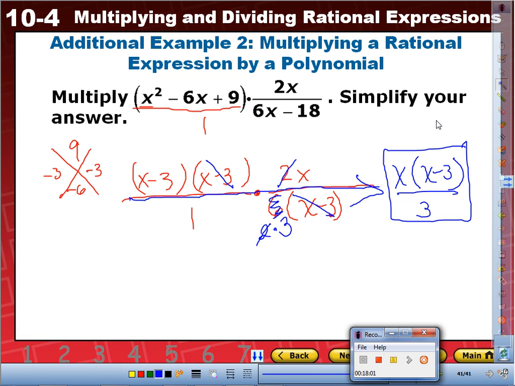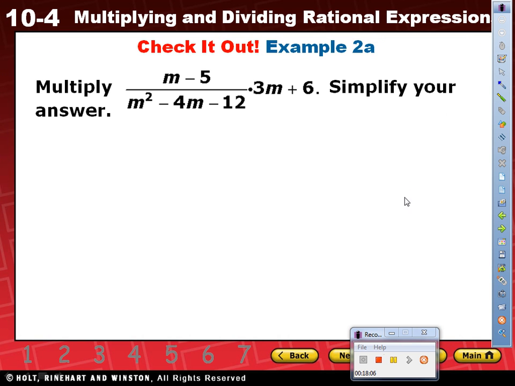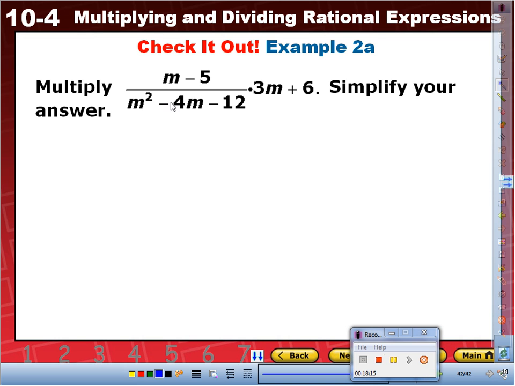Here we go. Example 2a. See if you can do this one by yourself. We got multiply m minus 5 over m squared minus 4m minus 12 times 3m plus 6. We have a fraction times a whole number. What do we do here? Over 1. Continue and do that by yourself. Go.